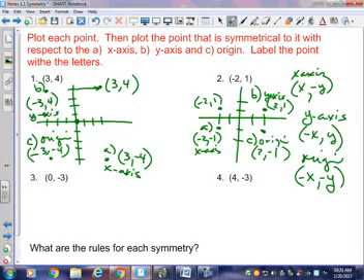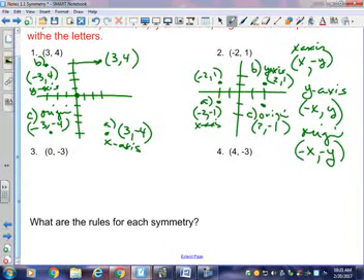Now, I threw in question number 3 because it's on an axis. So I thought it would be interesting to see what happens if you have one on the line. And then we may talk about number 4 in a different way. So the original point is 3 on the y-axis, down at negative, right? Down to -3. So that's my original point.